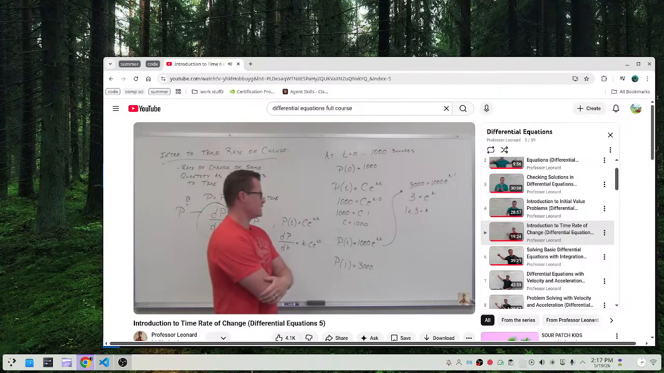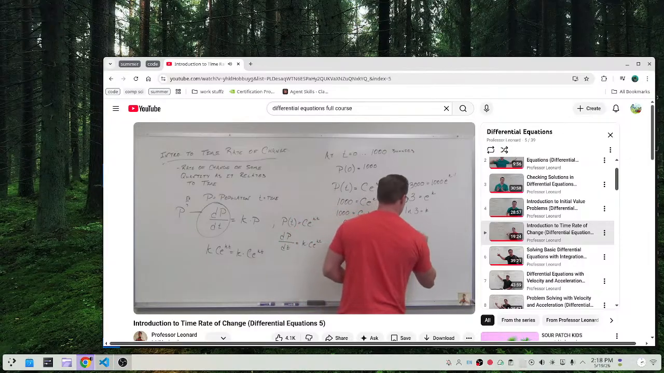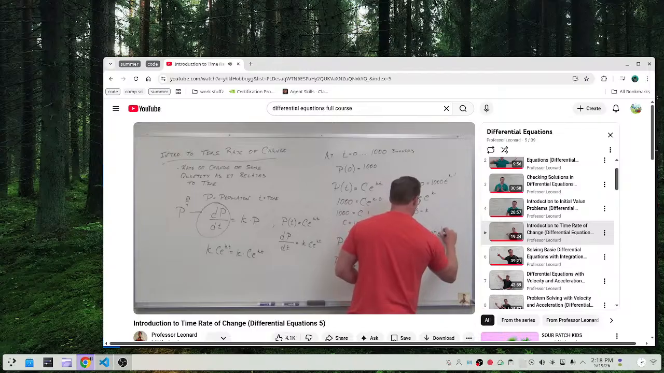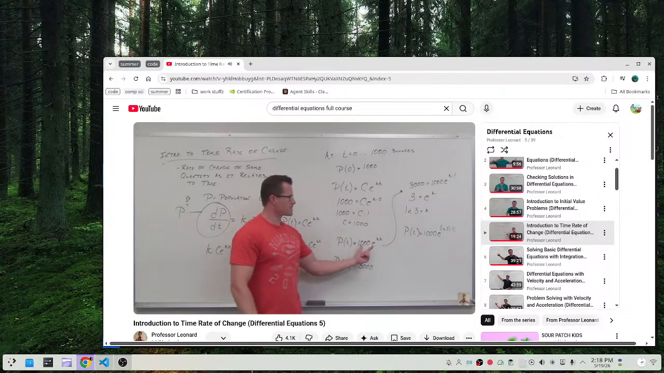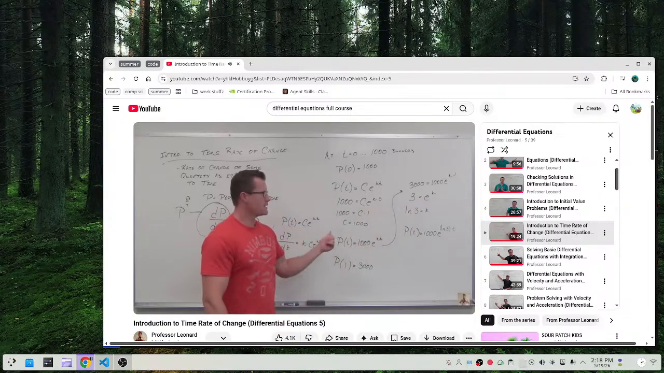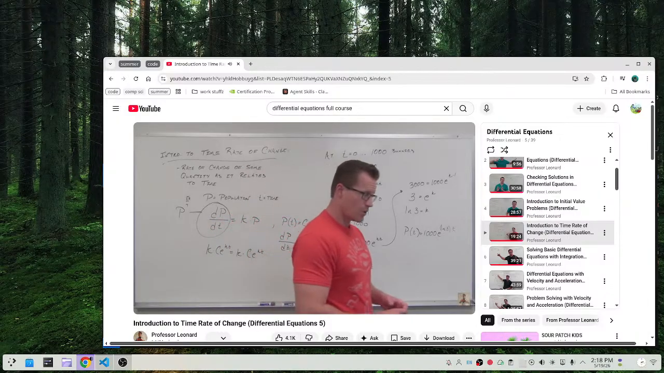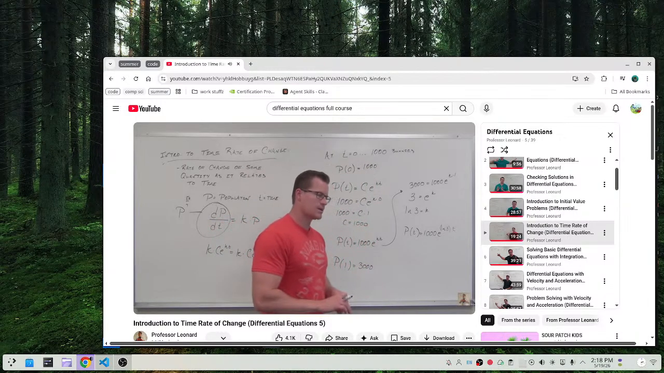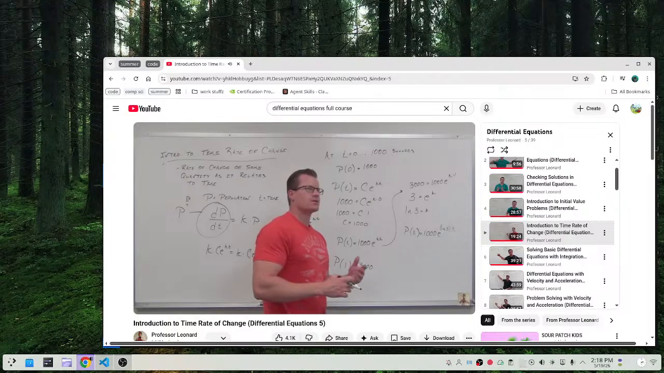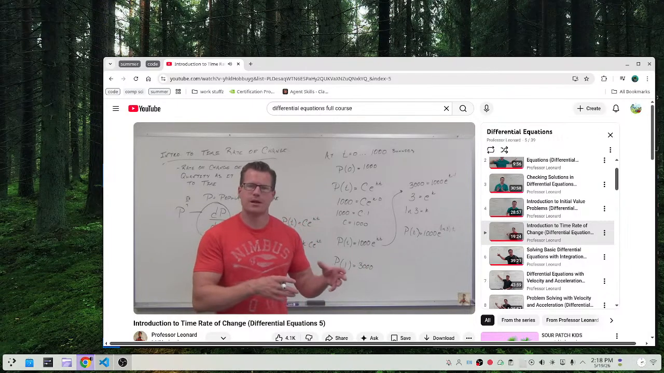And if we plug that back in to what we already had, 1,000 e to the kt becomes 1,000 e to the ln 3 times t, because our k was natural log of 3. So let's use this to find the population in a little while's time.